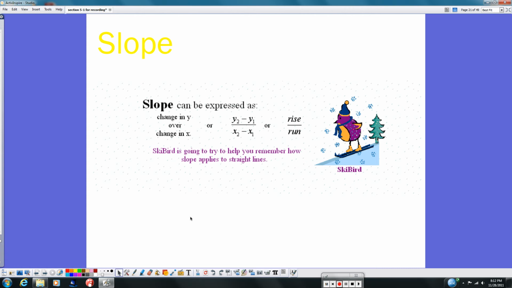We have another way that we can take a look at slope. We talked yesterday about the change in y over the change in x, or vertical change over horizontal change. We also talked yesterday about rise over run. Now we're going to look at a formula for slope, y2 minus y1 over x2 minus x1.